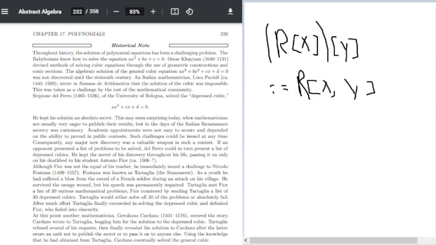This may seem surprising today, where mathematicians are usually very eager to publish their results, but in the days of the Italian Renaissance, secrecy was customary. Academic appointments were not easy to secure and depended on the ability to prevail in public contest. Such challenges could be issued at any time. Consequently, any major new discovery was a valuable weapon in such a contest.